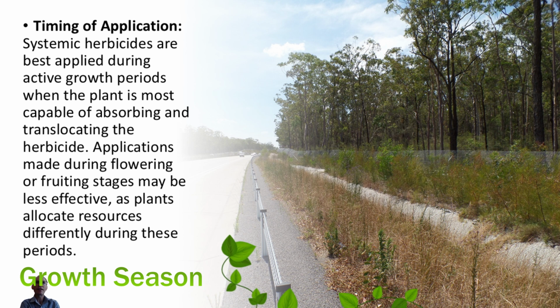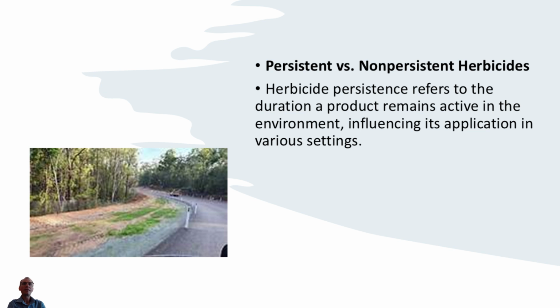If you don't understand the growth seasons, you're not going to be able to hit them in the right stage. So make sure you look at your climate zone, look at the growth seasons, and understand when the best time to hit these plants and be most effective in controlling them is. Persistent versus non-persistent herbicides.